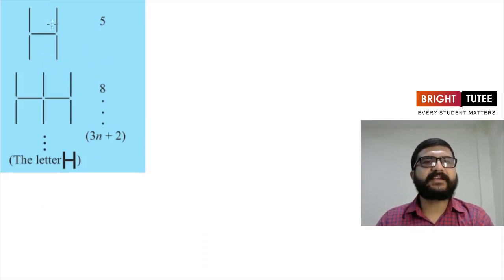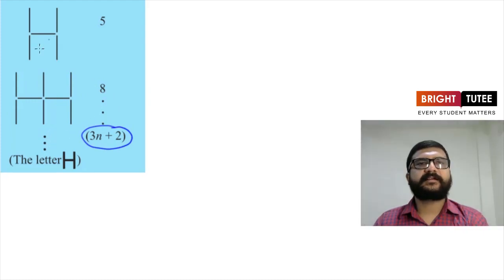So here we have the letter H. In the first pattern there is only one letter and the number of line segments required is 5. In the second one there are 2 letters, 2 H's here, and the number of line segments required is 8. So for one shape 5 line segments are required, for 2 shapes 8 are required. Similarly for n shapes, 3n plus 2 will be required.